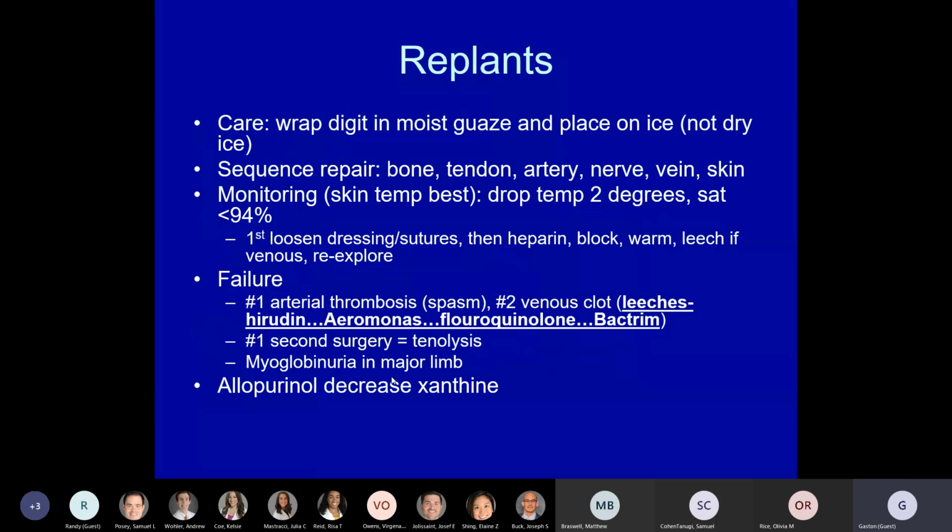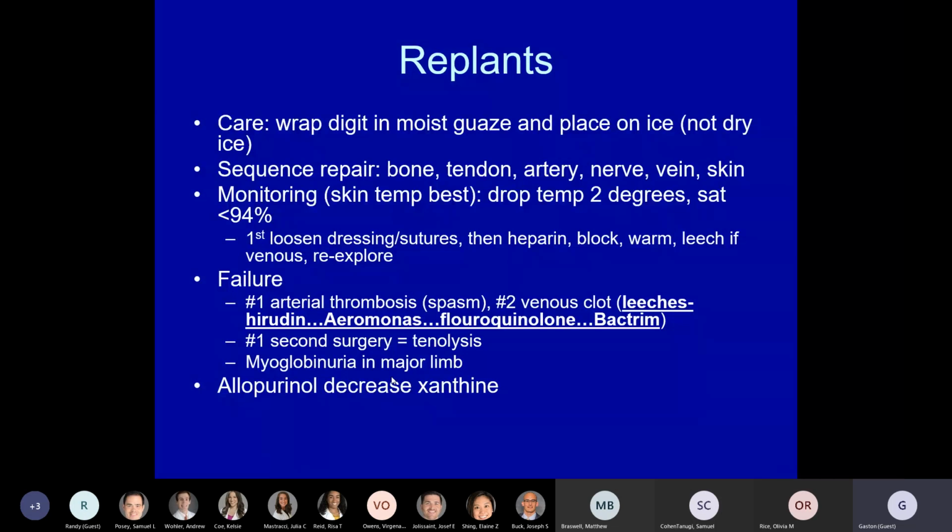How do you handle the replantable part? It's wrapped in moist gauze. Put that in a bag, and then the bag goes on regular ice, not dry ice. They haven't asked in a long time the sequence of things that you repair, so I'm not going to cover that. Monitoring it, they might ask you this.